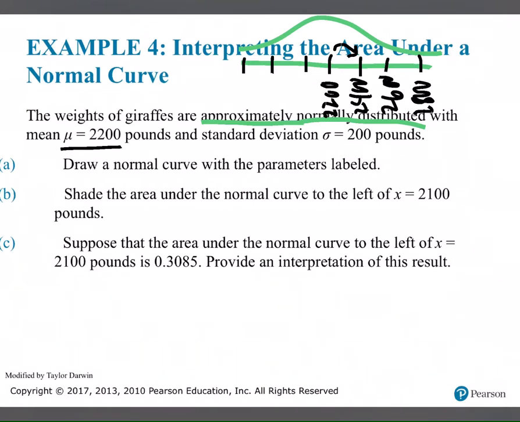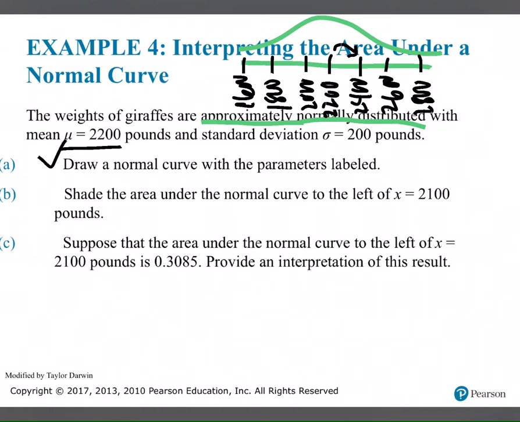If I go left, I hope I didn't mix that up earlier. You can see the direction I went. If I went left, so backwards, I'm going to subtract 200 from the mean. So 2,200 minus 200 is 2,000. Then 2,000 minus 200 to get the next value is 1,800. And then 1,800 minus 200 is 1,600. So that is A. The parameters are labeled.